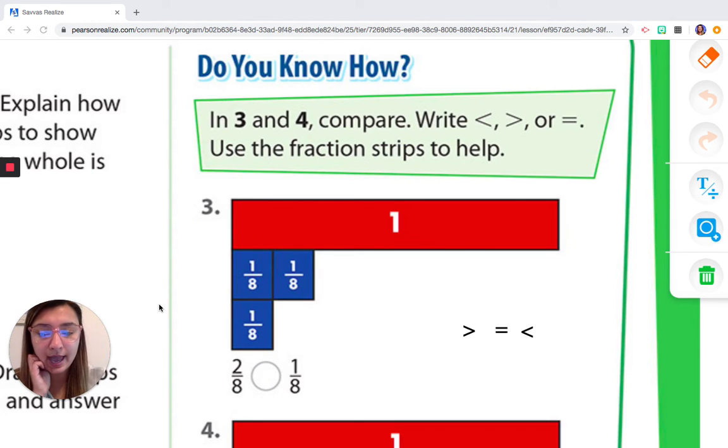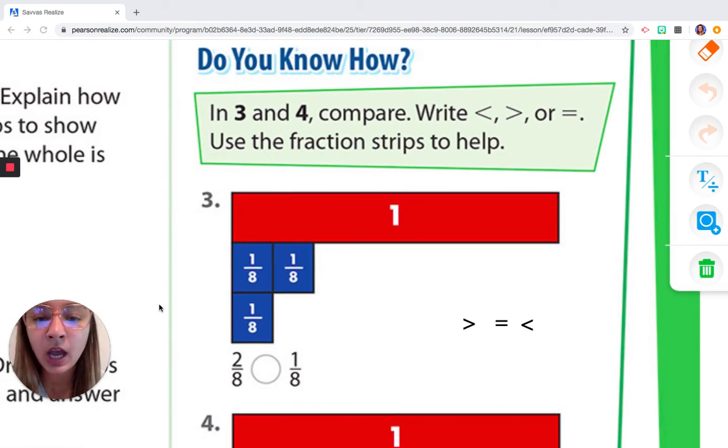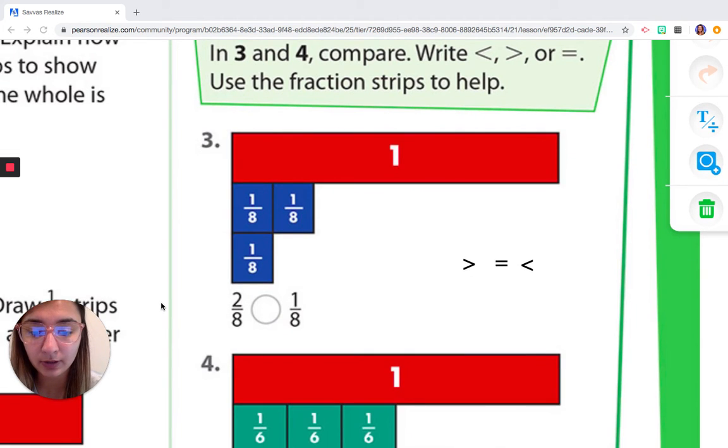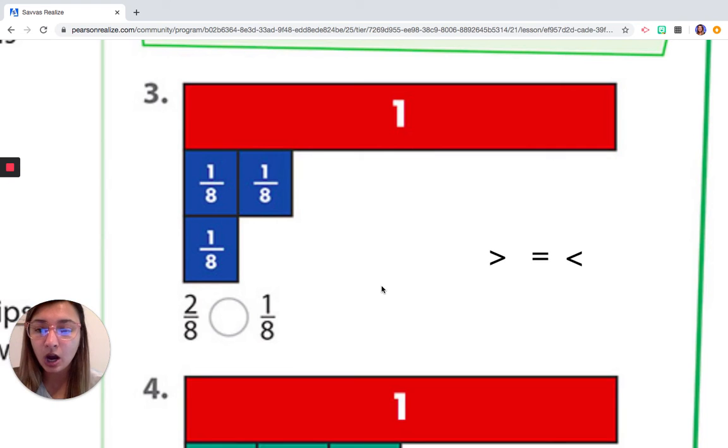All right, so we're looking at example number 3 and number 4. And again, it wants us to compare, and it wants us to write less than, greater than, or equal to. And we're going to use these fraction strips to help us, remembering that our alligator mouth wants to eat the bigger number. So we're looking at number 3. We have a fraction strip that is a whole. We have 1/8 and a 1/8, so that gives us 2/8. And we have a 1/8. So what it wants to know is 2/8 greater than, less than, or equal to 1/8.